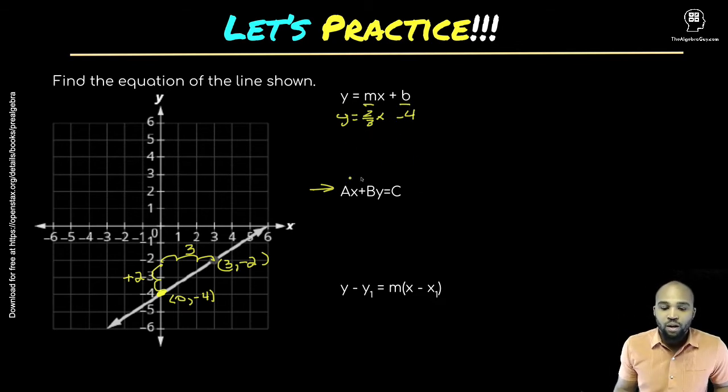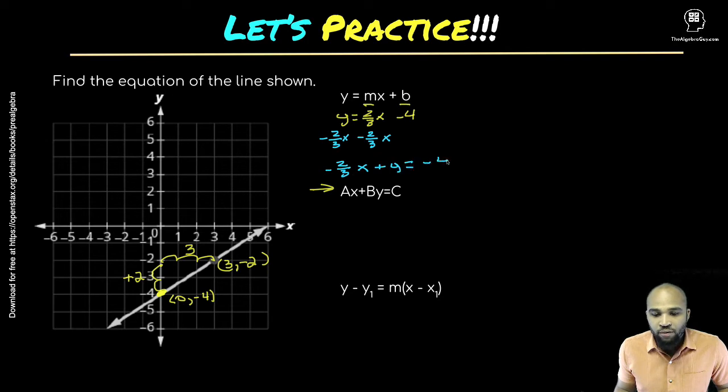What about the standard form? How would I write that? To get this to standard form, all I need to do is get this x on the left side, so it says something x, something y equals a number. To do that, I subtract 2/3 x on both sides. Now I'm left with minus 2/3 x plus y equals -4.